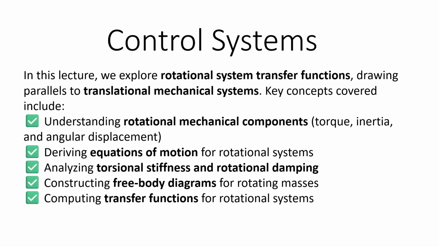In this lecture, we will explore rotational system transfer functions, drawing on parallels to the translational mechanical systems we looked at in the previous lecture. Key concepts covered include understanding the rotational mechanical components, which are torque, inertia, and angular displacement, deriving the equations of motion for rotational systems, analyzing torsional stiffness and rotational damping, constructing free body diagrams for rotating masses, and finally computing transfer functions for rotational systems.